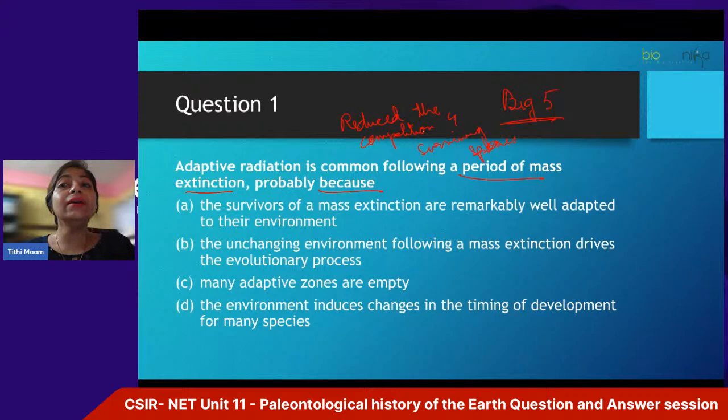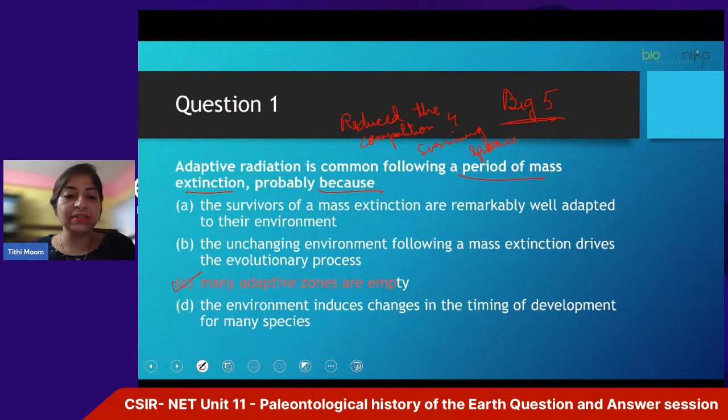So whoever was surviving, for them competition reduced, so they show a very fast evolution into many diversifications, into many different species. All right, so the major reason for this happening after a period of mass extinction is, the correct answer will be C, that many adaptive zones are empty.